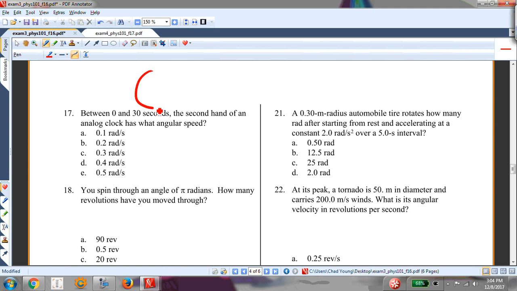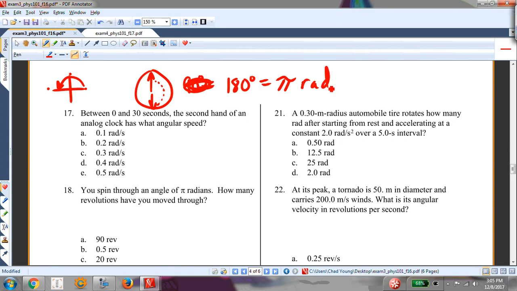Well, think about your clock. This is 0 seconds. This is 30 seconds. It covers an angle of, excuse me, not 90 degrees, 180 degrees. Think about your unit circle. I have 0, pi over 2, pi radians. 180 degrees is equal to pi radians. And so I cover an angular displacement of pi radians in 30 seconds.